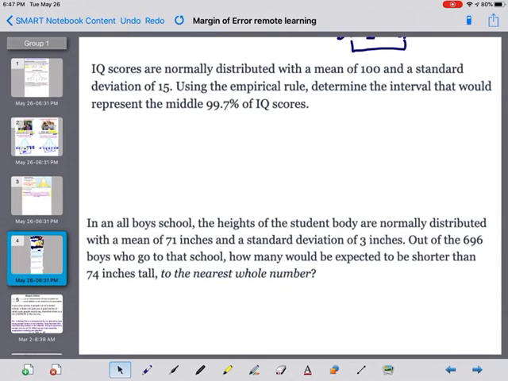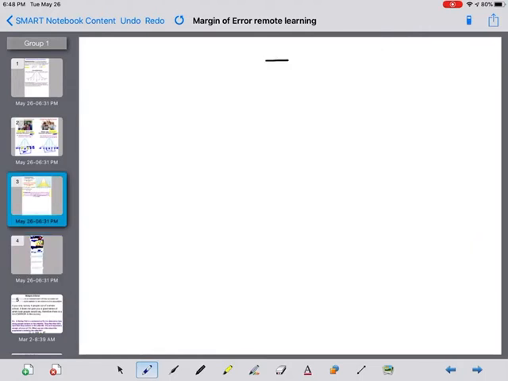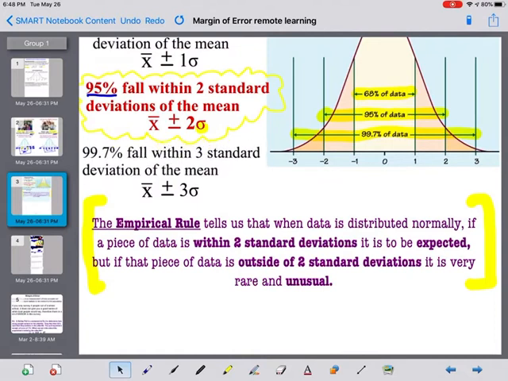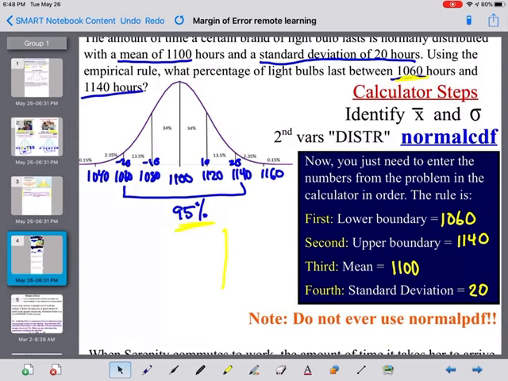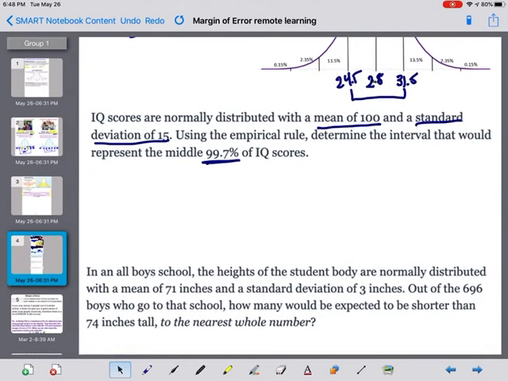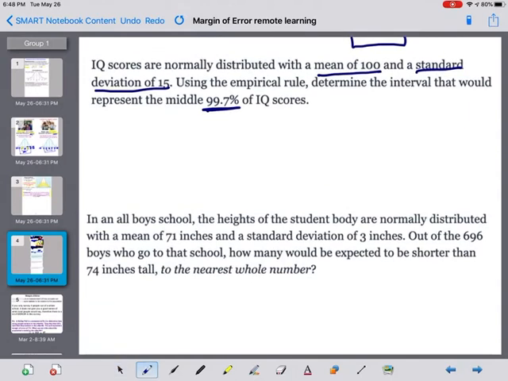Okay, let's keep going. IQ scores are normally distributed with a mean of 100, standard deviation of 15. Using the empirical rule, determine the interval that would represent the middle 99.7%. 99.7, I see, is 3 above and below, so that's what I have to do. I have to go 3 above and 3 below.